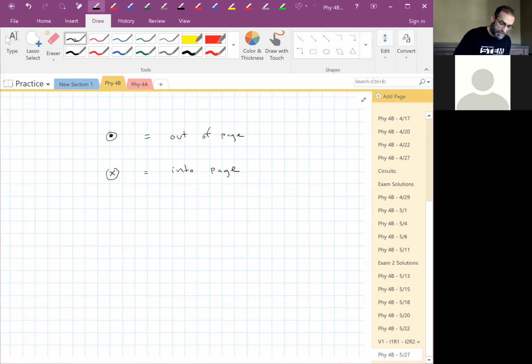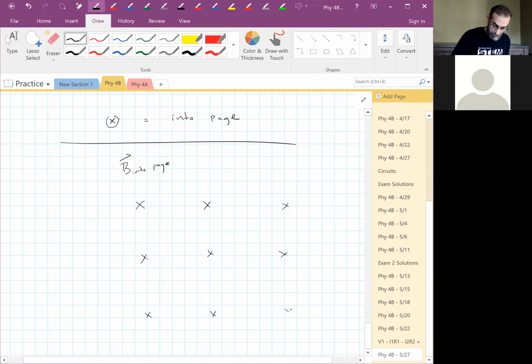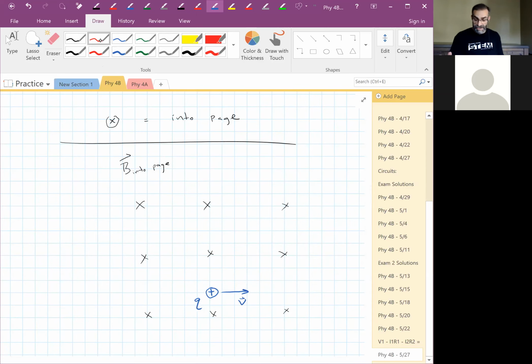So yes, it's like circular motion. If I have a magnetic field into the page, there's my magnetic field. And I have a particle here, and I give it a little push. Let's make it blue. It is going to feel a force. What direction is the force?